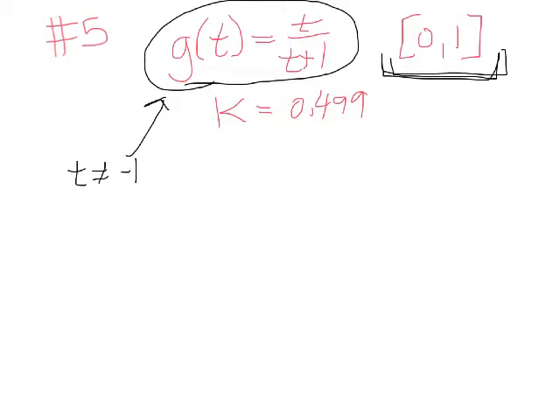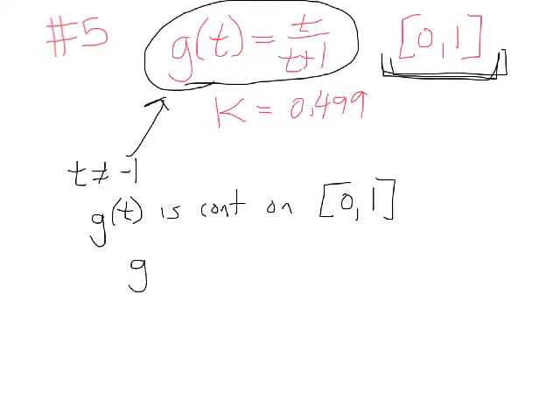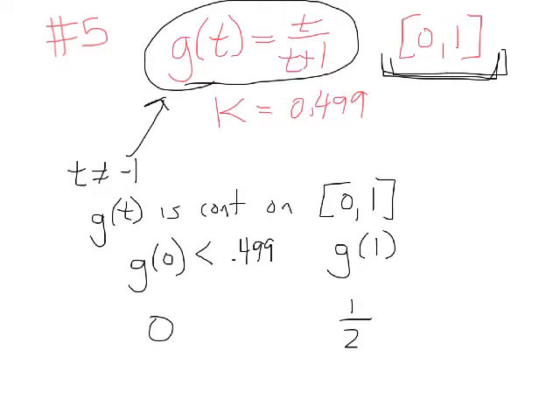So the conditions for the intermediate value theorem hold true. So you could say g of t is continuous on 0, 1. Furthermore, we can figure out that g of 0 is 0 and g of 1 is 1/2, and 0.499 is between those two values. So by the IVT, we know that that graph at some point takes on the value of 0.499. The question doesn't ask us to find what that value is, but we could, much in the same fashion as we did for problems 1, 2, and 3.